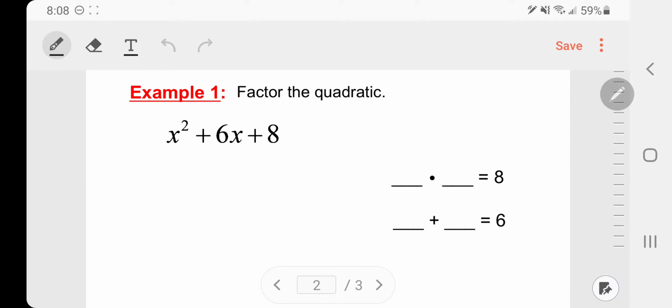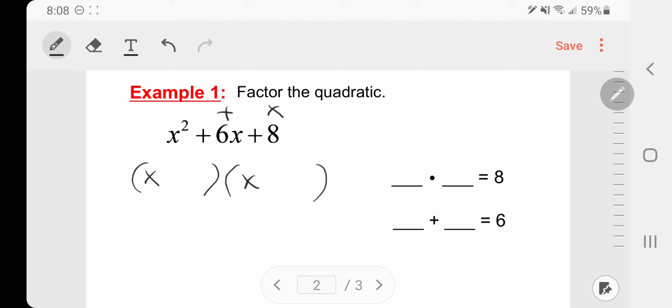Looking at our first one here, we're going to factor this quadratic, x squared plus 6x plus 8. Again, as you can see here, I set it up on the side. We're looking for two numbers that are going to multiply to be 8 and add to be 6. I'm going to put my two parentheses down, x and x, and now I need to figure out what my numbers are going to be.